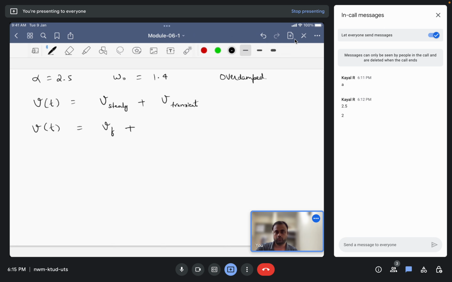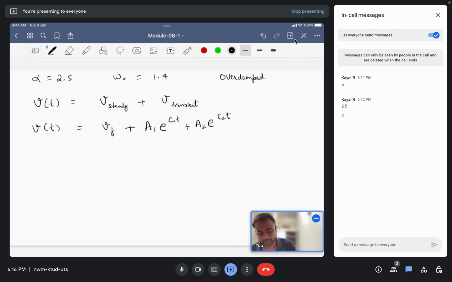overdamped condition. So the solution for overdamped is given by A1 e to the power C1t plus A2 e to the power C2t. So there we have two roots, C1 and C2, and A1 and A2 are the coefficients. So I hope this is clear. C1 and C2 here are defined by these roots.